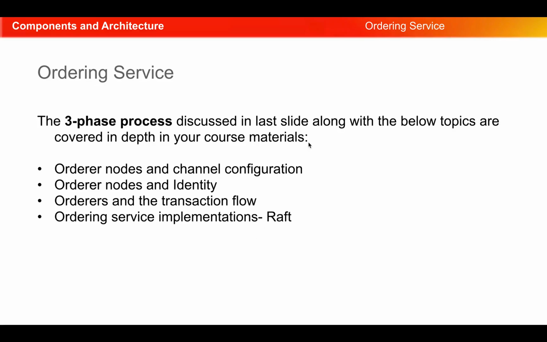So the three phases that we have discussed in the last slide, along with the below topics, are covered in depth in our course material, which is orderer nodes and channel configuration, orderer nodes and identity, orderers and transaction flow, orderer service implementation, which is Raft. We will also see the lab implementation, like what the channel configuration file is and where exactly we need to write the code and all that in the practical section.